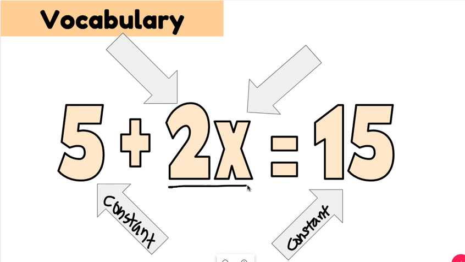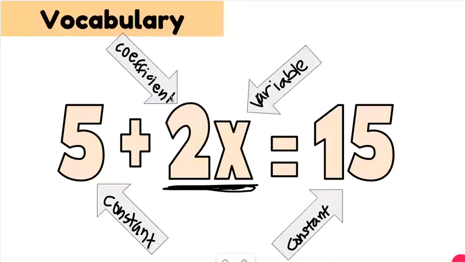So then we have this term right here that has the variable involved. X is our variable. 2 is the coefficient. The x is not the coefficient. X is the variable. The 2 is the coefficient.